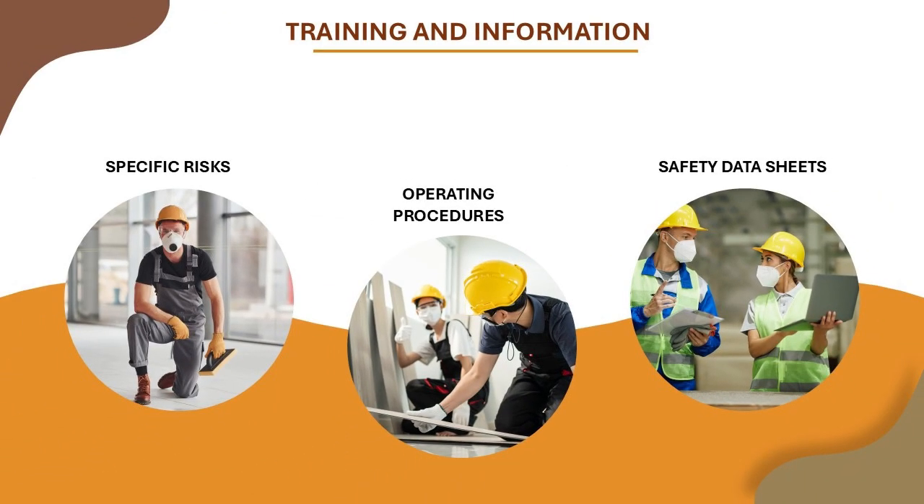Training and information. All workers must be trained on the specific risks associated with surface treatments, including the use of chemicals and operations at height. They must know the necessary personal protective equipment and the correct operating procedures. Workers must be informed about the technical characteristics of the materials used, including the safety data sheets.